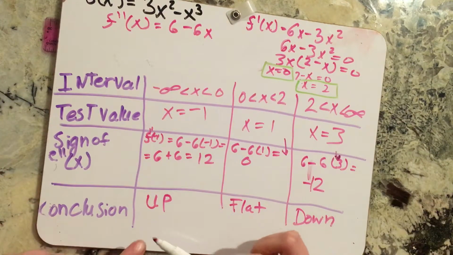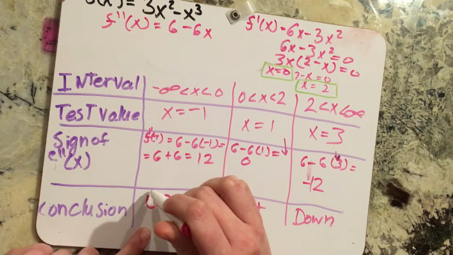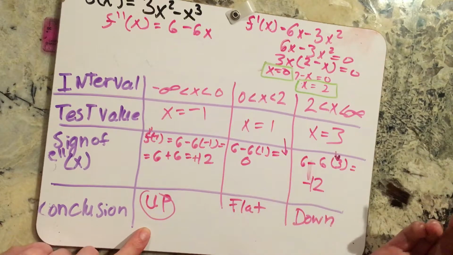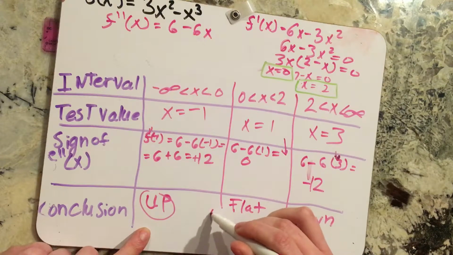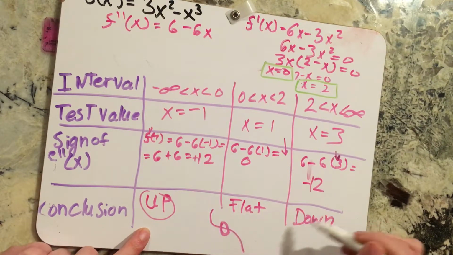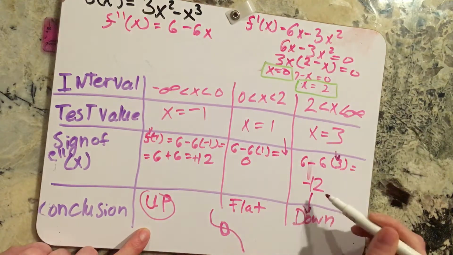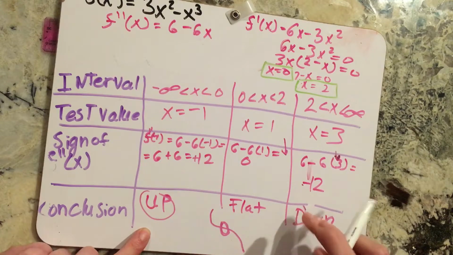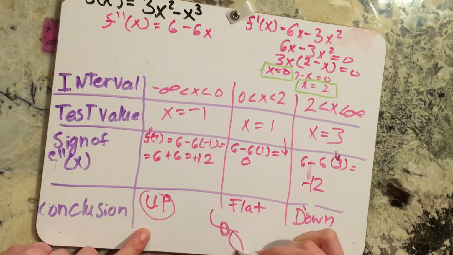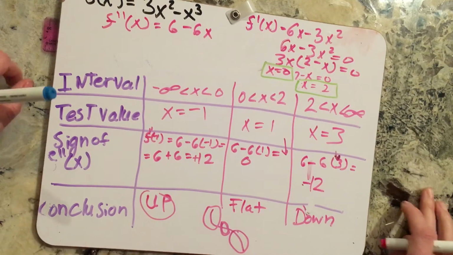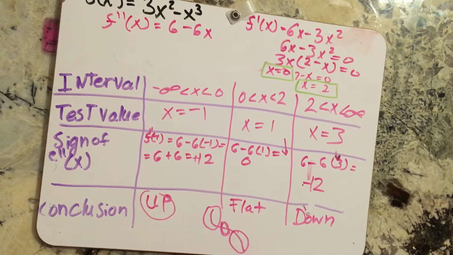And then our conclusion, like I said, you figured it out, it was up because this is positive. This one is 0, so we don't know what it is. It's probably just that flat little portion right here, right? And then here, plugged it in, and we saw that it's negative, so we know it's down. So this is this area right in here. This is probably this area right here. That's all there is to determining your concavity.